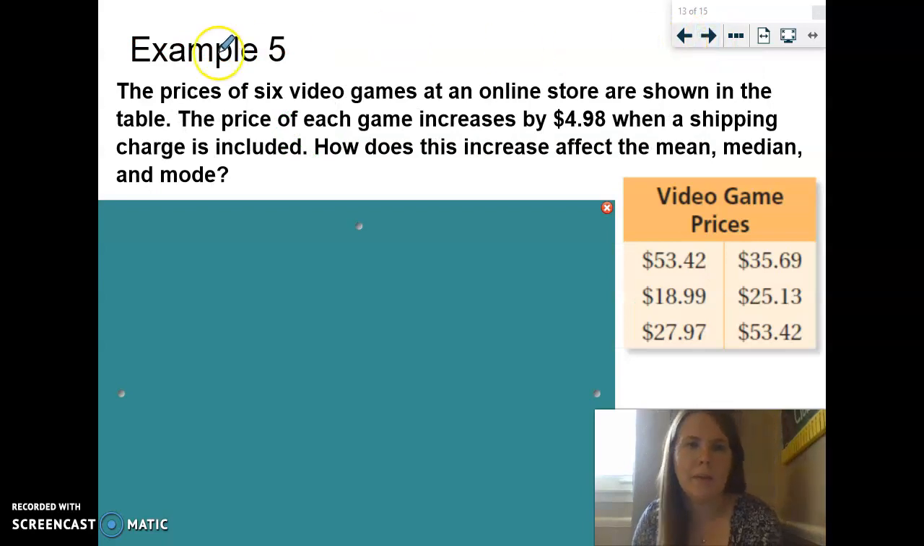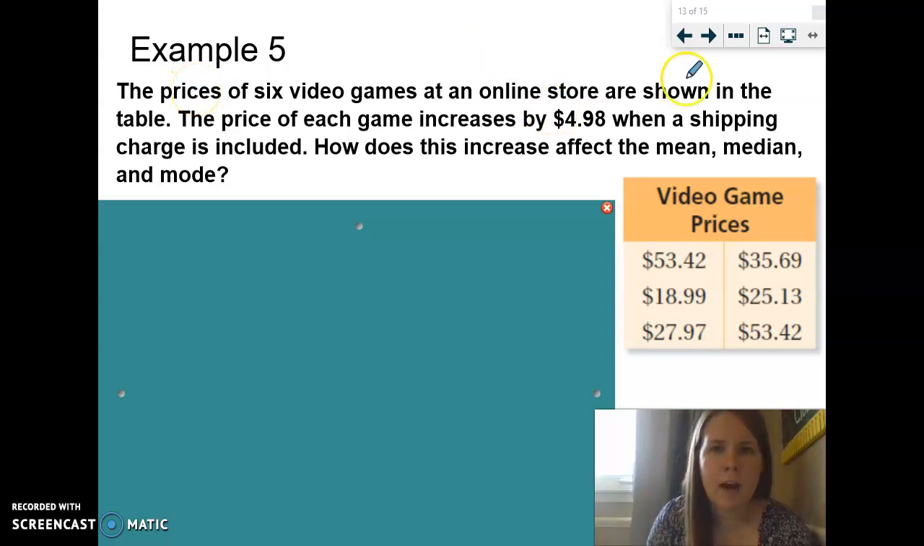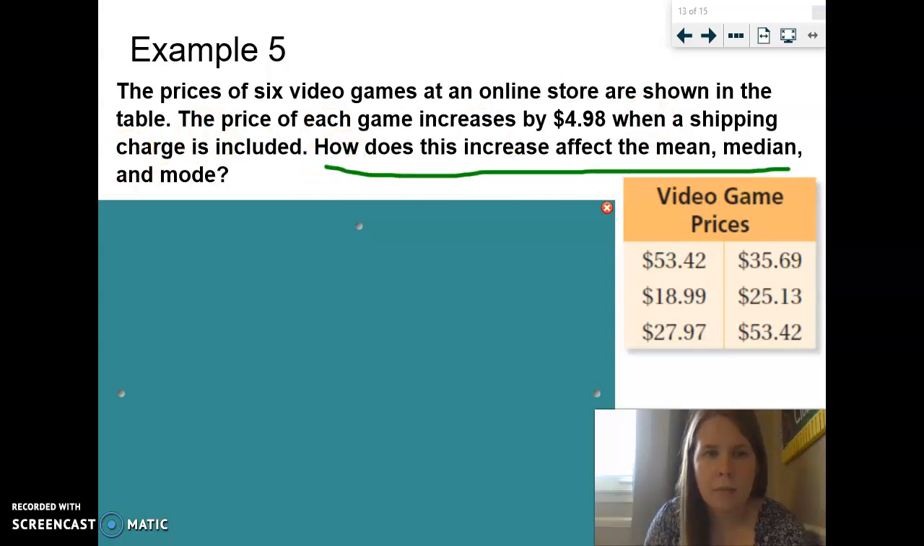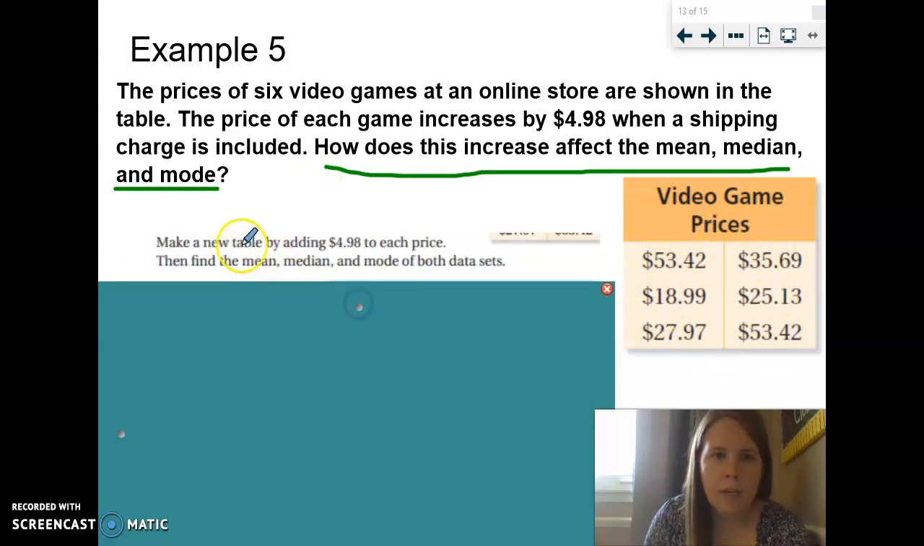All right, example 5. So example 5 has the prices of 6 video games at an online store are shown in the table. The prices of each game increases by $4.98 when a shipping charge is included. How does this increase affect the mean, median, and the mode? All right, so here is all my different prices of my video game. Hopefully we're looking at the same video game here. So make a new table by adding 4.98 to each price. Then find the mean, median, mode of both data sets.